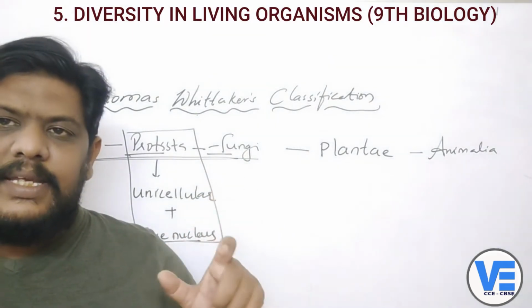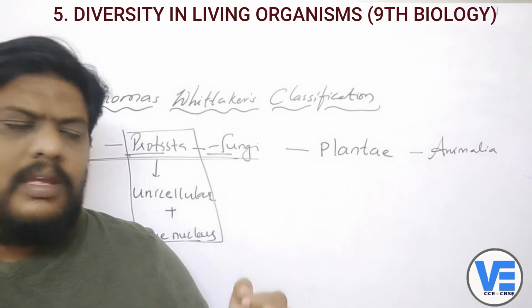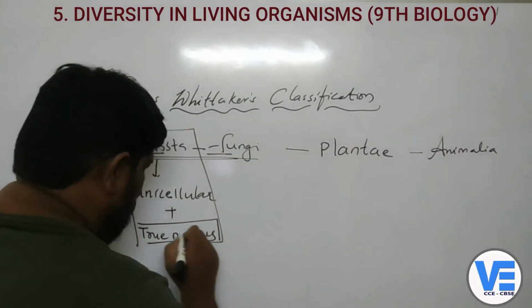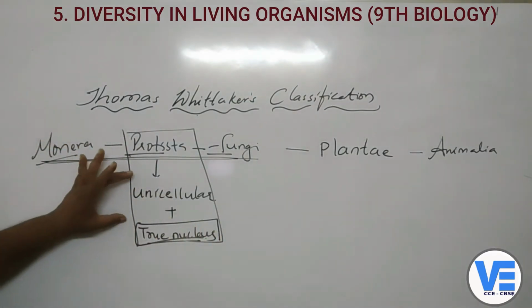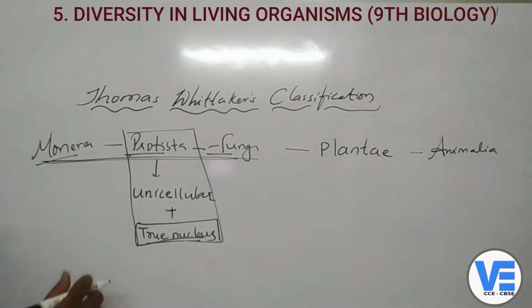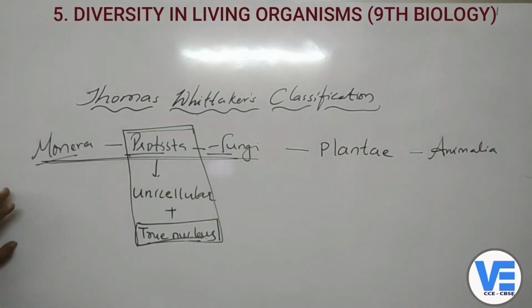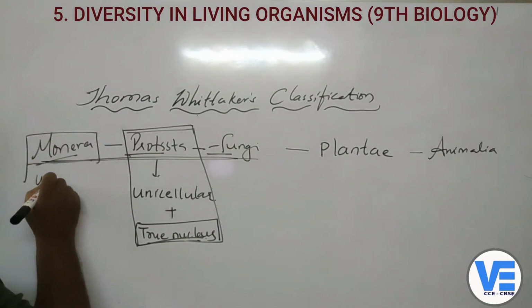They contain only a single cell. Only the single cell will carry out the functions of the body, and also it has the true nucleus. So basing on this fact, he divided the organisms, he classified them and kept them under the kingdom called Protista.